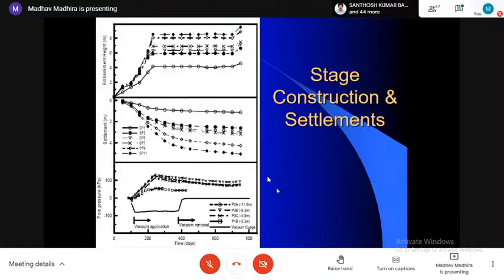You can also monitor the pore pressures inside. If it is a surcharge loading, you will get positive pore pressure. And if it is vacuum loading, you get the negative pore pressure, as you can see here. This is the negative part. Then it becomes zero gradually.